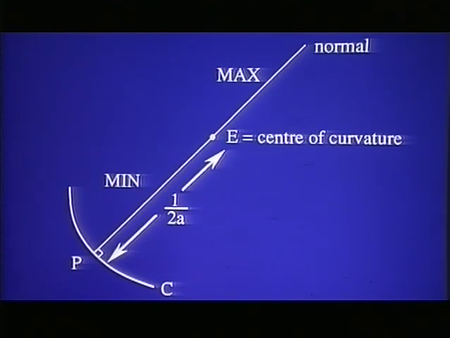Points along the normal which are before this, which have a distance which is less than 1 over 2a, are inside the curve. Circles which have their centers beyond the point E are outside the curve, and the circle with center E is neither inside nor outside. In fact, it straddles the curve, it crosses it there. I'd like to look at this calculation from a slightly different point of view.